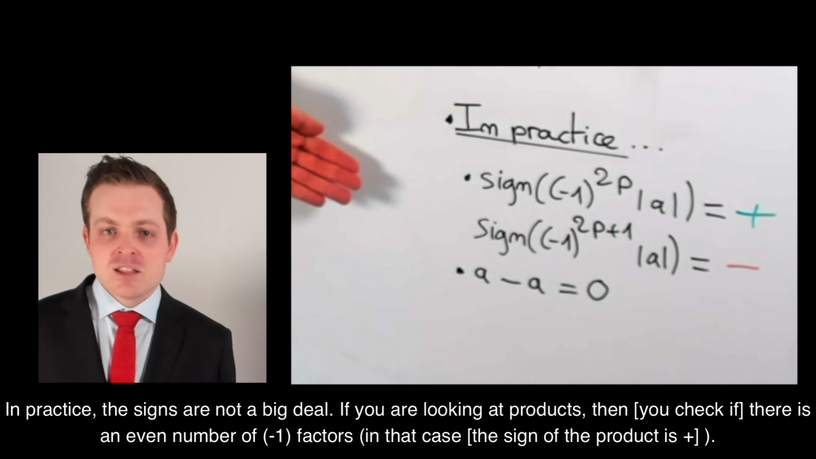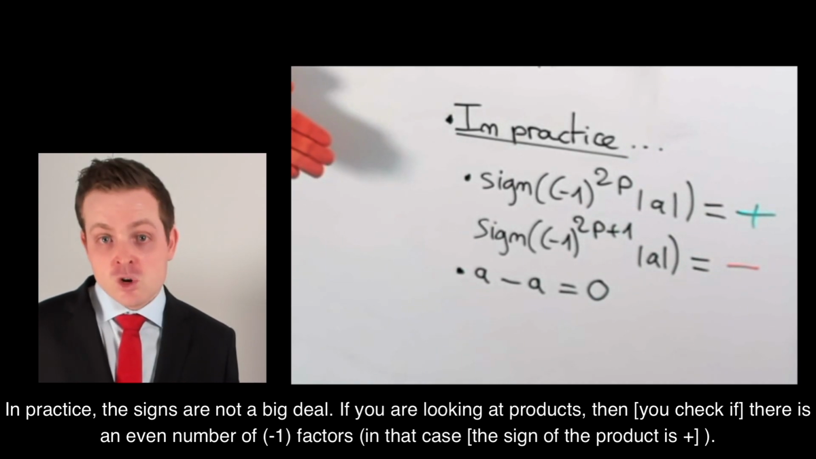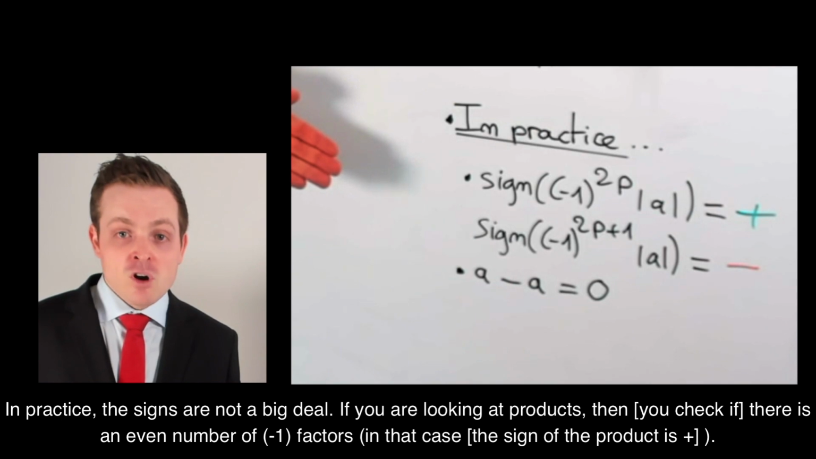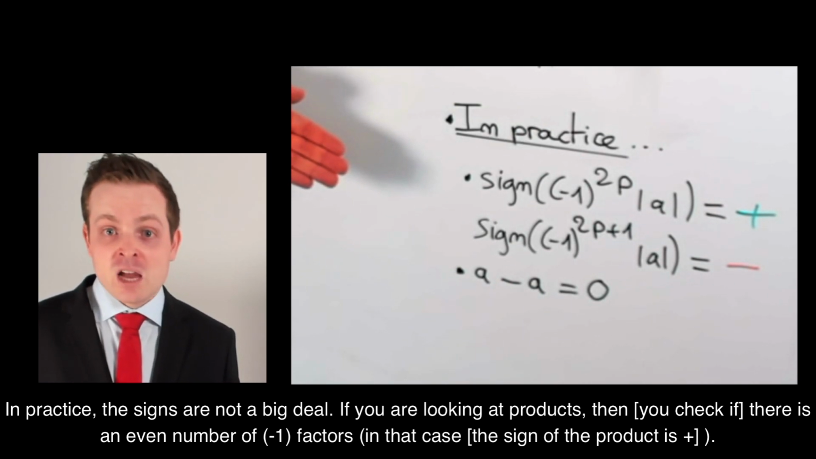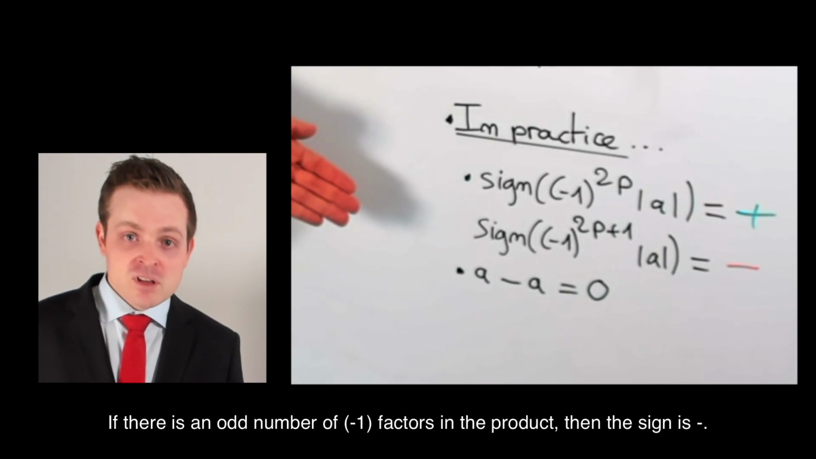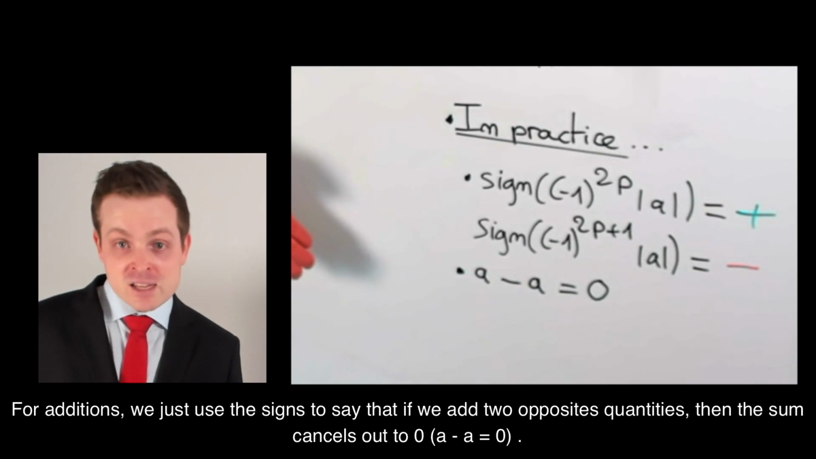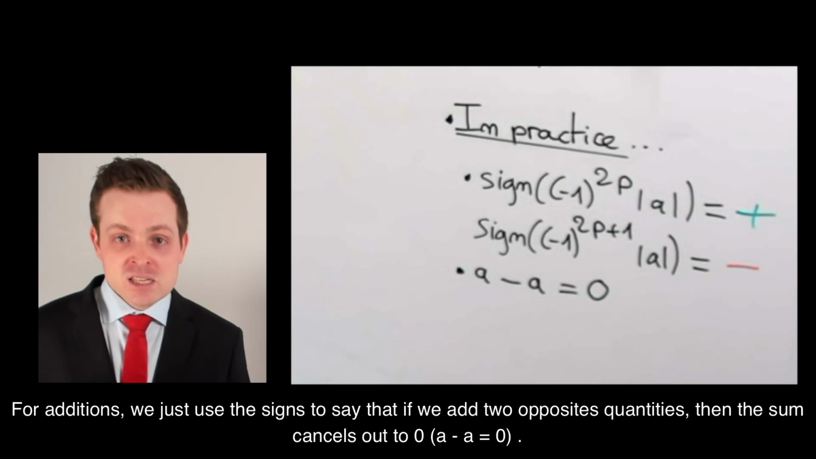In practice, the signs are not a big deal, because if you're looking at products, then you're looking at whether there is an even number of -1 factors in the product. In that case, the product is of sign plus. If there's an odd number of -1 factors in the product, then the sign is minus. And for addition, you just use a sign to say that if you add two opposite quantities, then the sum cancels out.